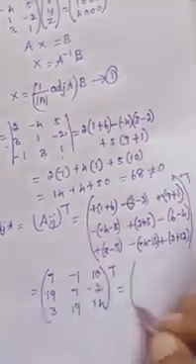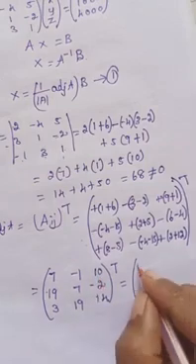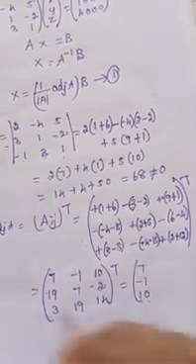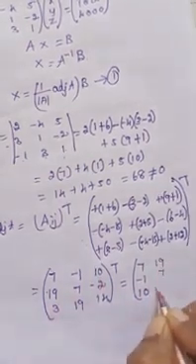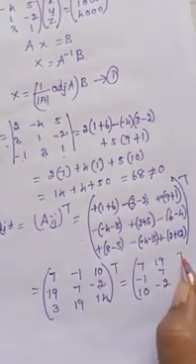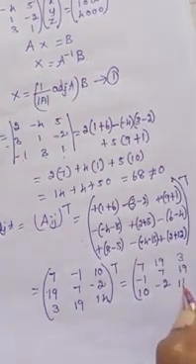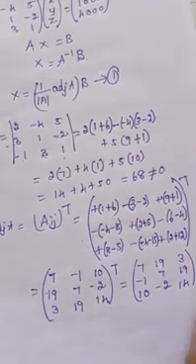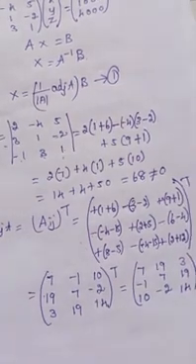Now you can write the answer. Row will become column, isn't it? 7 minus 1, 10. 19, 7 minus 2. And this is 3, 19, 14. So we have got it. Determinant A equal to 68. And this is adj A.